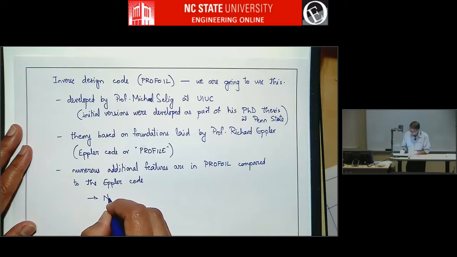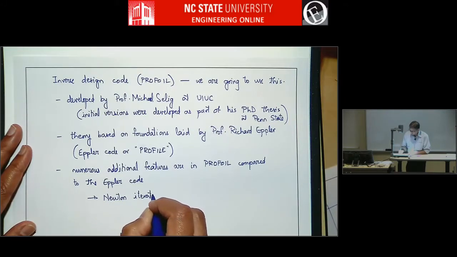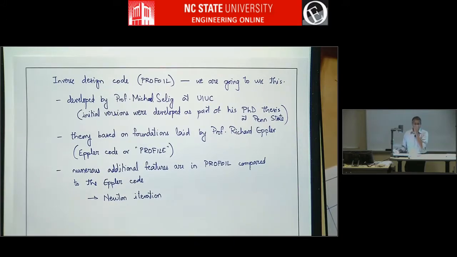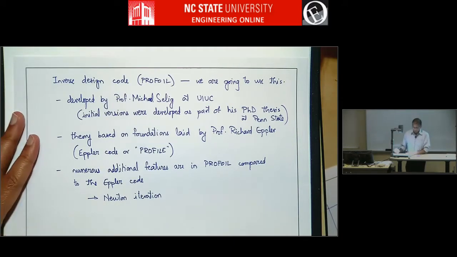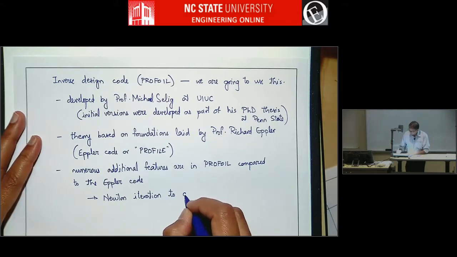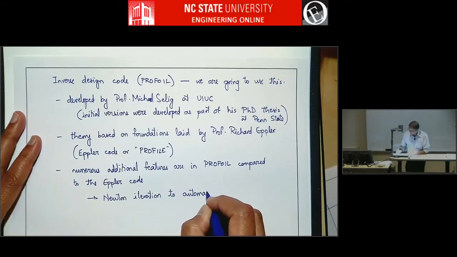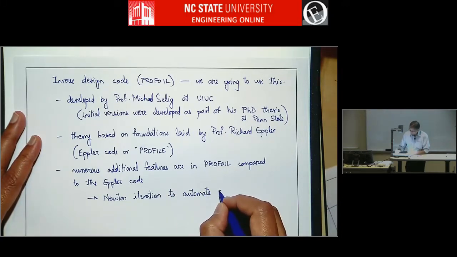Especially there is one thing that's a game changer, and this is the Newton iteration, which is really another name for the Newton-Raphson method. This Newton iteration is used to automate several tasks.